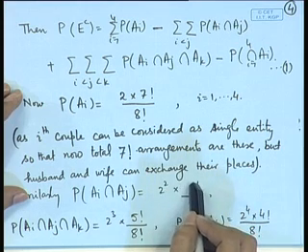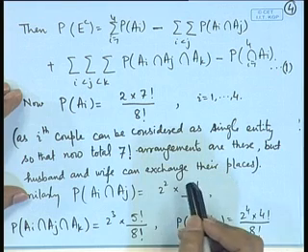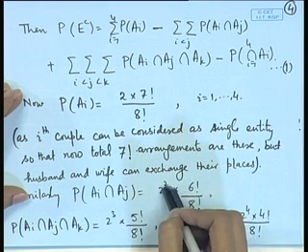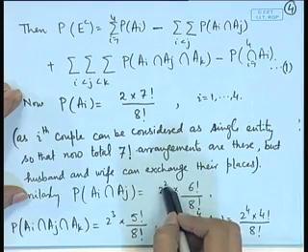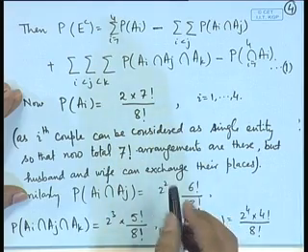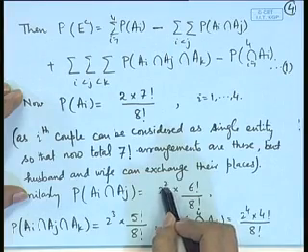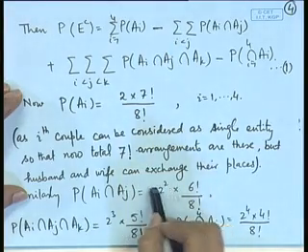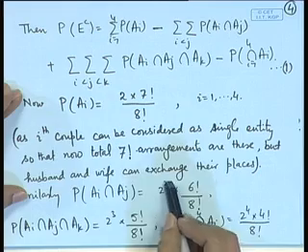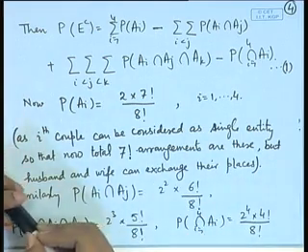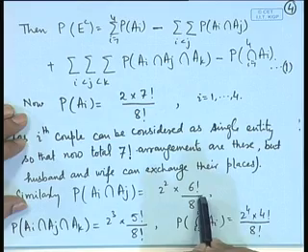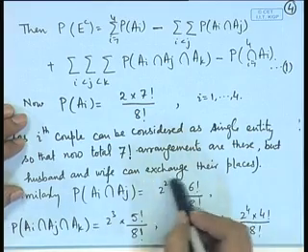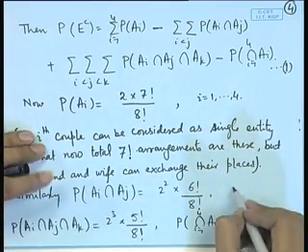Since in this arrangement 2 of the entities are couples, each of them can interchange their places, which can be done in 2 square ways, because in the ith pair the husband and wife can interchange their places in 2 ways, and in the jth pair the husband and wife can interchange their places in 2 ways. So, 2 square. So, the favorable number of cases becomes 2 square into 6 factorial divided by 8 factorial. And this will be true for all pairs of i and j.